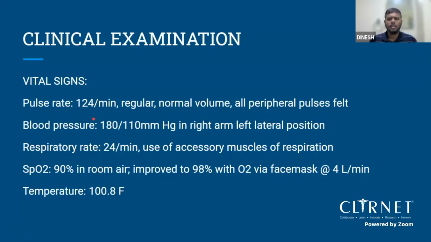The vital signs: pulse rate was 124 per minute, regular, normal volume. All peripheral pulses were felt. Blood pressure was 180 over 110 millimeter mercury in right arm, left lateral position. Respiratory rate 24 per minute. Use of accessory muscles of respiration was noted. Her saturation was 90% in room air. It improved to 96% with oxygen via face mask at 4 liters per minute. Her temperature recorded was 100.8 degree Fahrenheit.